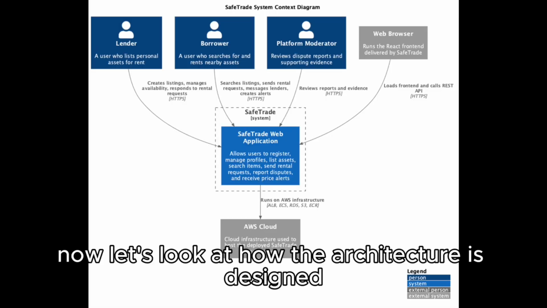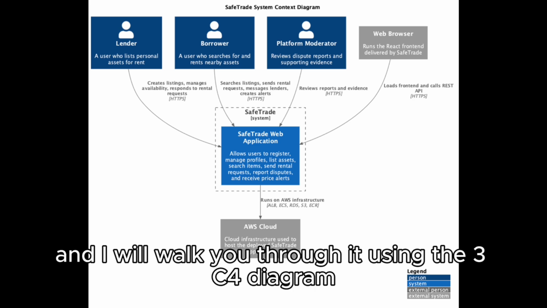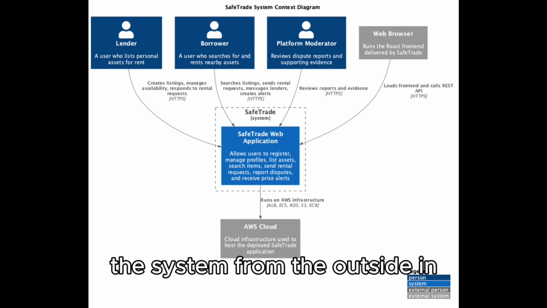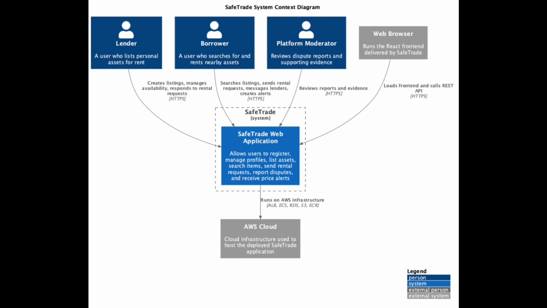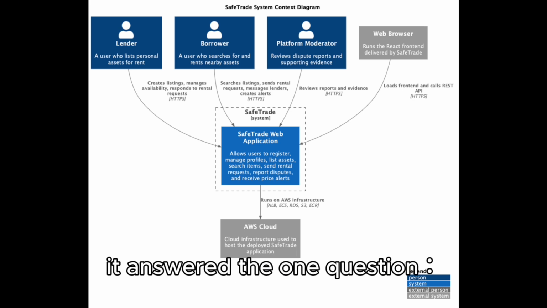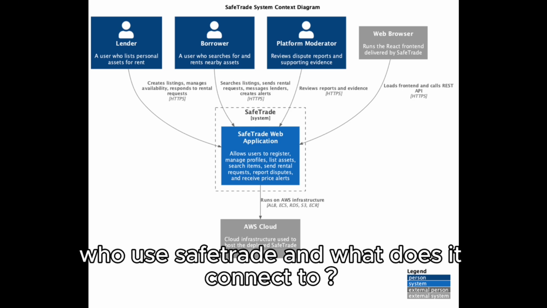Now, let's look at how the architecture is designed, and I will walk you through it using the C4 diagrams, which give us a structured way to explain the system from the outside in. Context diagram. This is the context diagram, the highest level view. It answers one question: who uses SafeTrade and what does it connect to?